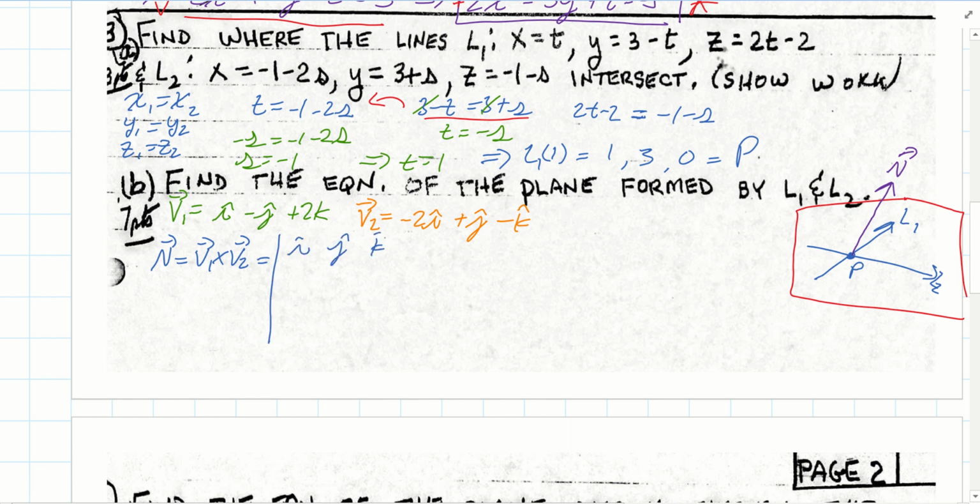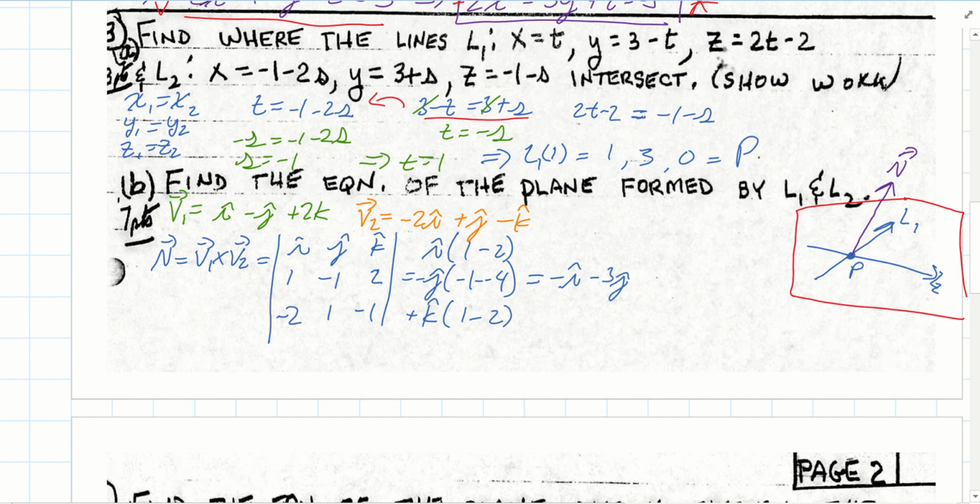I, J, K. V1 first: 1, negative 1, 2. And then negative 2, 1, negative 1. So you have I, do the determinant there, 1 minus 2. Negative J, do the determinant there, you have negative 1 minus a negative 4. And then you have K, and that will be 1 minus 2. So that vector will be minus I. You'll end up getting positive 3, which would be minus 3J, and then minus K.